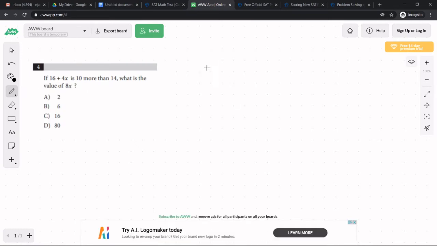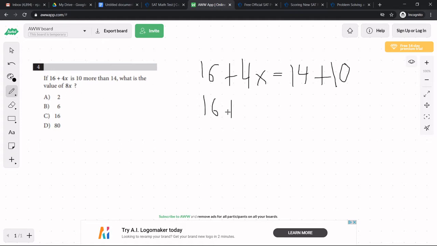And we get 16 plus 4x equals 10 more than 14. All that is 14 plus 10. It's important to not get caught up in the wording. What is the value of 8x? So what we're going to do, we're going to get 16 plus 4x equals 24. And now we're going to get 4x equals 8.